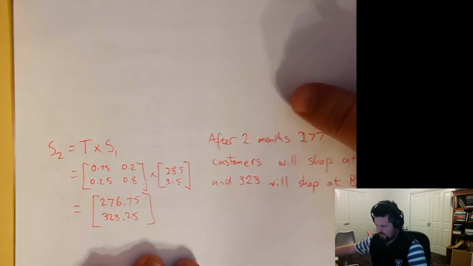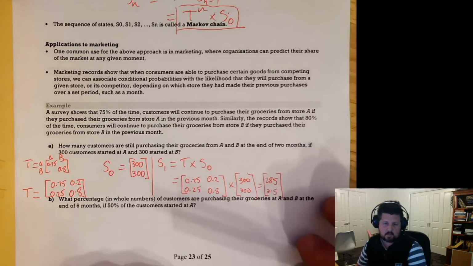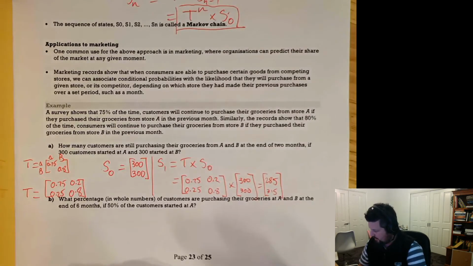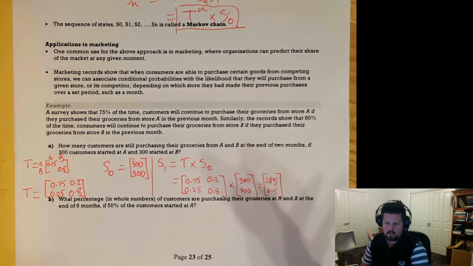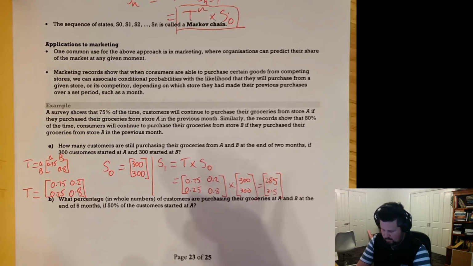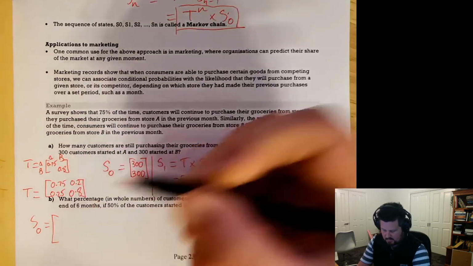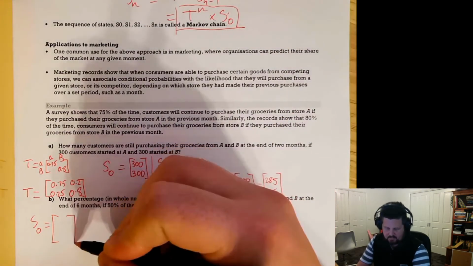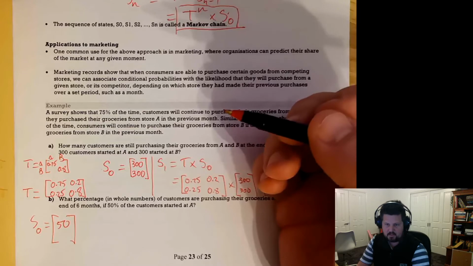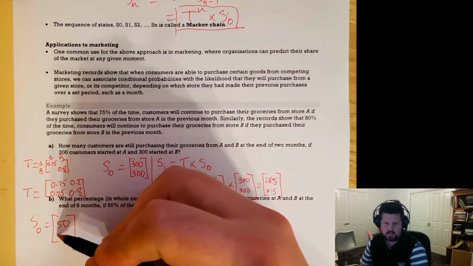Alrighty, next part was asking us, in whole numbers, what percentage of customers are purchasing their groceries at stores A and B at the end of 6 months, if 50% of the customers started at A. What they've done here is change the initial state. So 50% will be starting at store A, and the other 50% will be starting at store B.